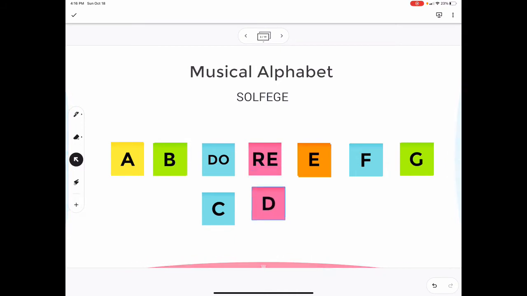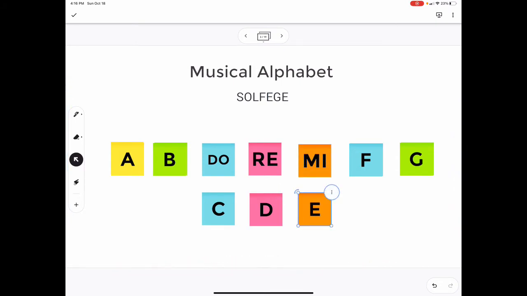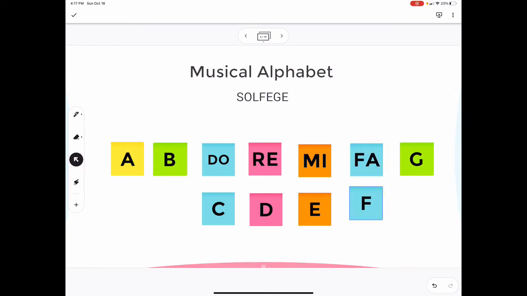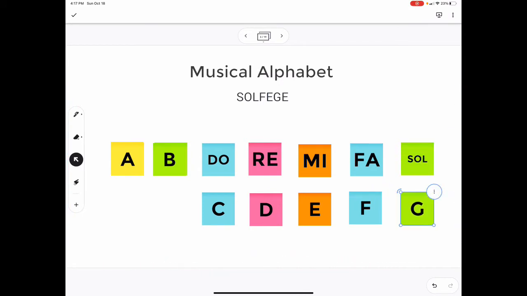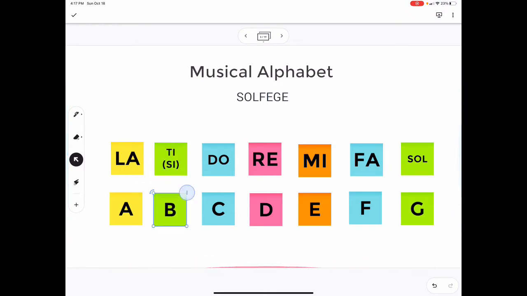The note D in the musical alphabet is called re. The note E, or the letter in the musical alphabet, is called mi. The F in the musical alphabet is called fa. The G in the musical alphabet is called sol. The A is called la. And the B is called si.